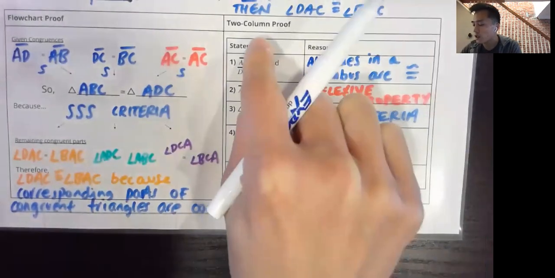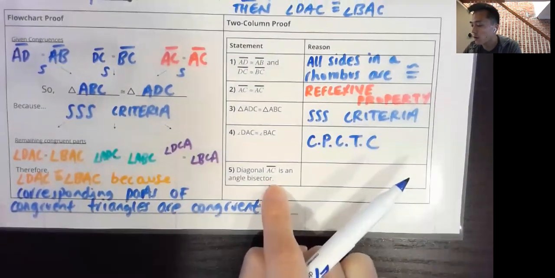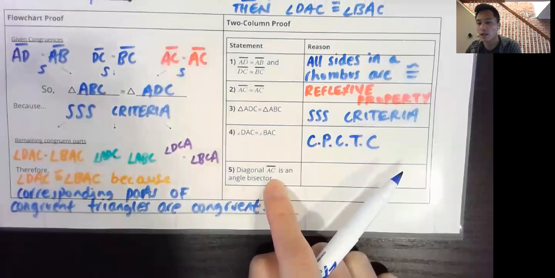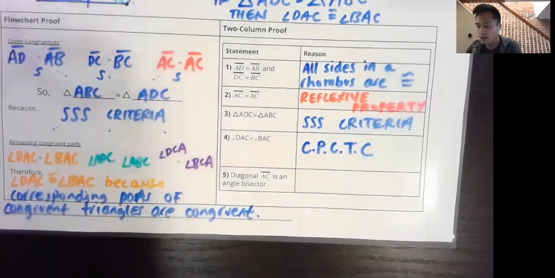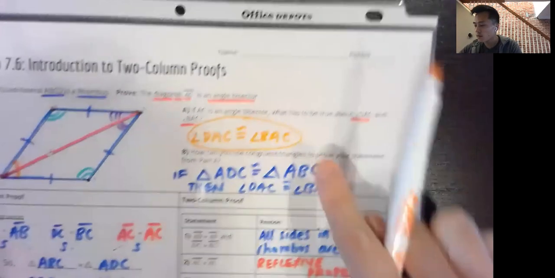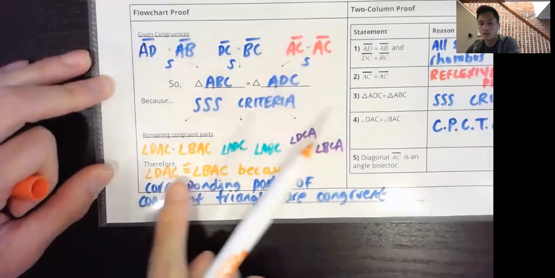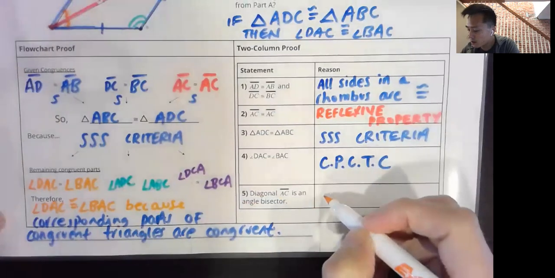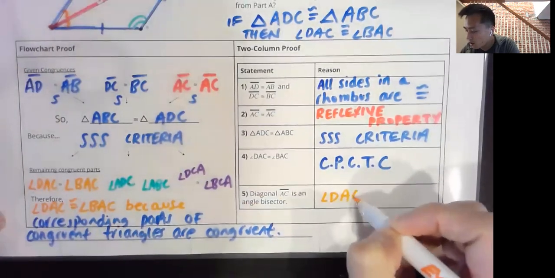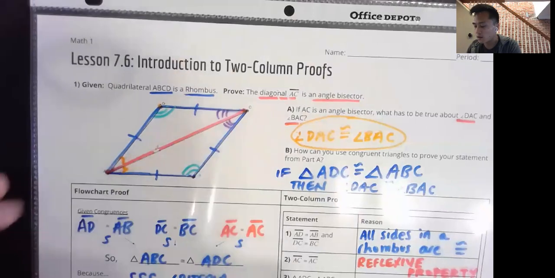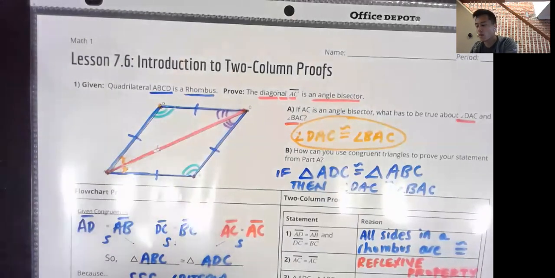Okay, and then the last thing, the last statement in your two-column proof is always going to be the thing that you were trying to prove. You were trying to prove that diagonal AC is an angle bisector. Why do we know it's an angle bisector? This is why we know it's an angle bisector, because those two angles are congruent. So the reason why we know it's an angle bisector, because angle DAC is congruent to angle BAC, right? It splits that angle into two equal parts.